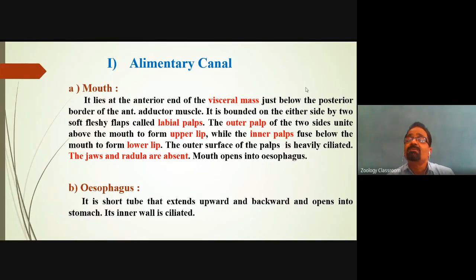Outer palps of the two sides unite above the mouth to form the upper lip, and the inner palps unite to form the lower lip. So the mouth is surrounded by upper and lower lips formed by the labial palps. The outer surface of the palp is heavily ciliated, which helps in driving the food in. And very important to note is that jaws and radula are absent.